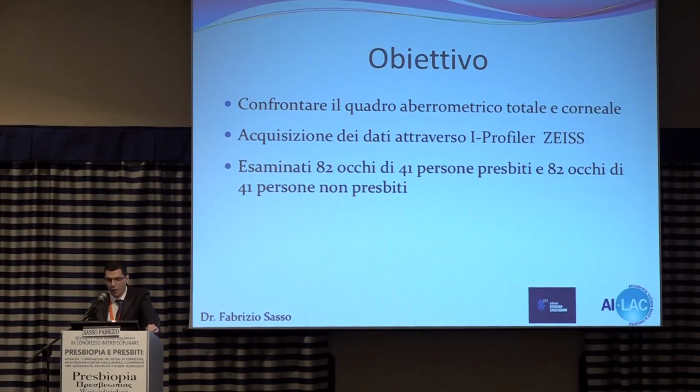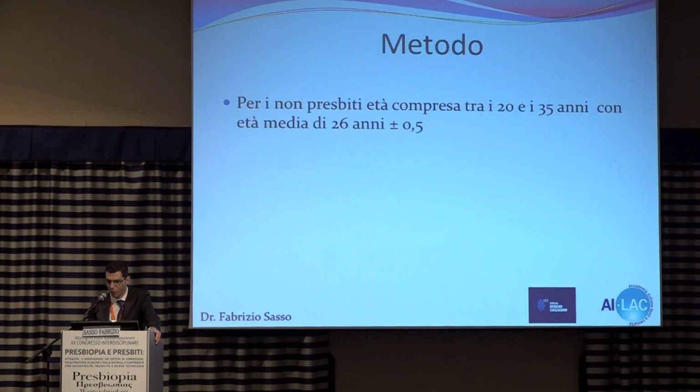The goal was to compare the aberrometry pattern in presbyopes and non-presbyopes, both totally and corneally, to see whether there are any aberrations and check whether any correction strategies may be applied which are different between the two groups. Data acquisition was carried out with eye profilers' eyes. 82 eyes of 41 presbyopes and 82 eyes of 41 non-presbyopes were analyzed.